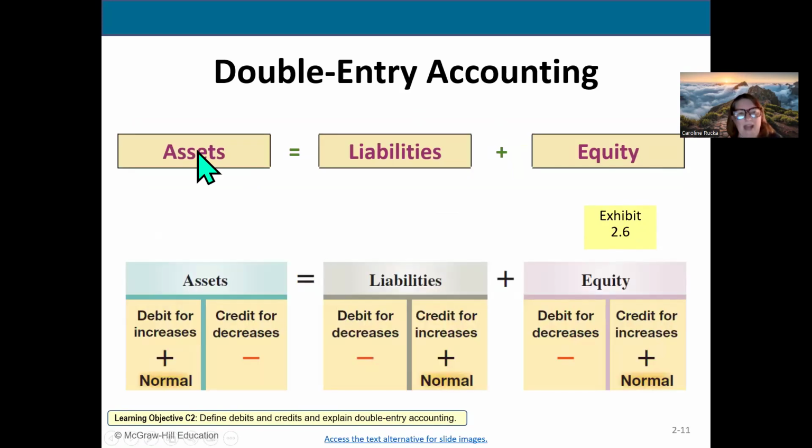So again, you have assets equal to liability plus equity. Assets are on the left, okay? So it increases with a debit, which is on the left, and decreases with a credit. That's on the right. All right, so liabilities, they are on the right, okay? That means that you increase them by putting the number on the right and decrease it by putting it on the left. Same with equity, because it's on the right side of the equation.